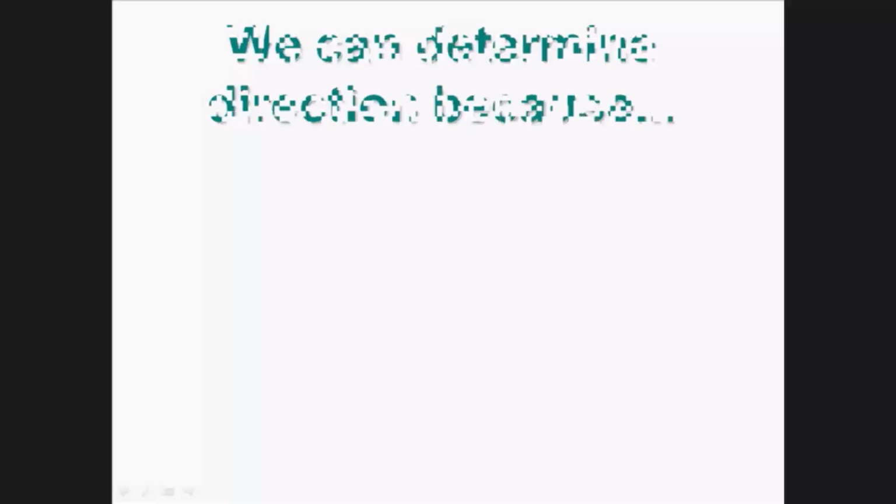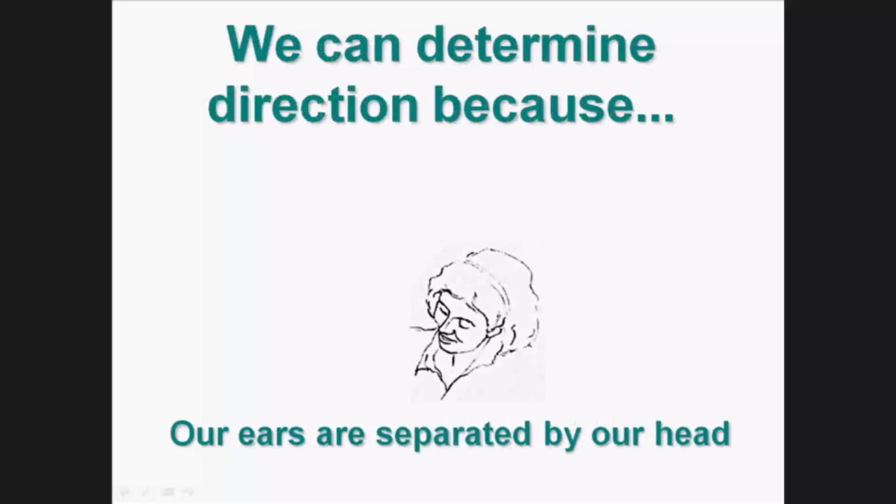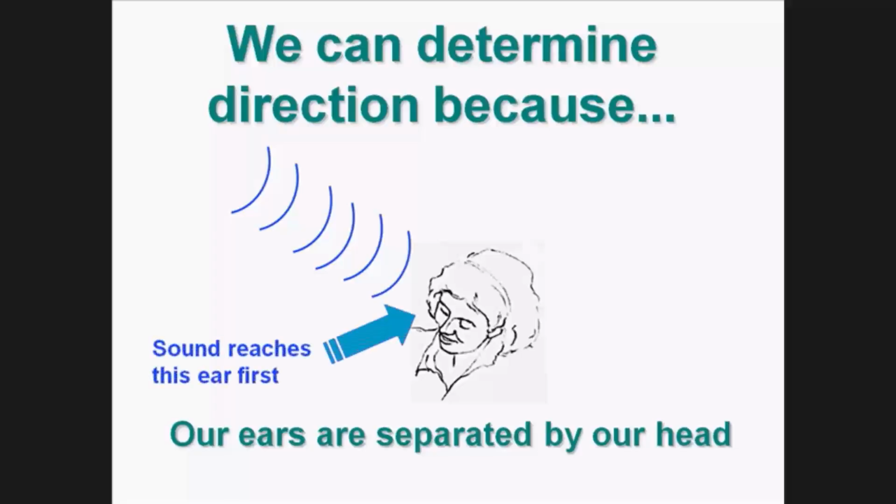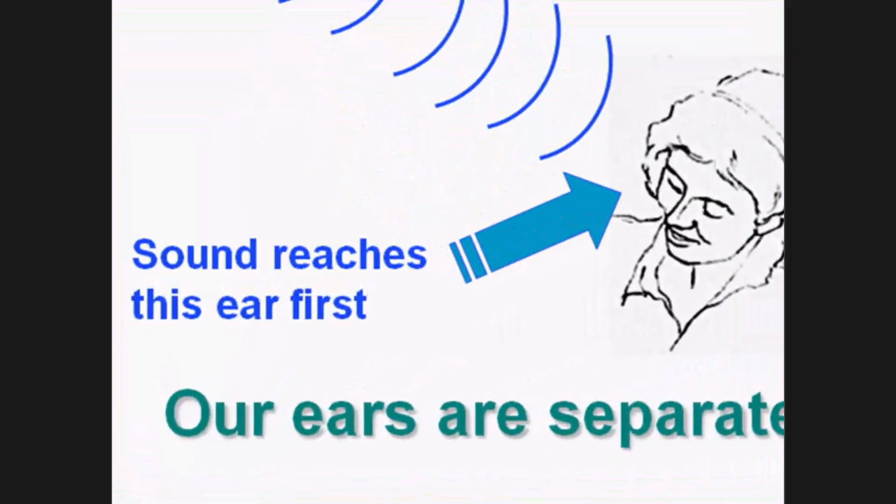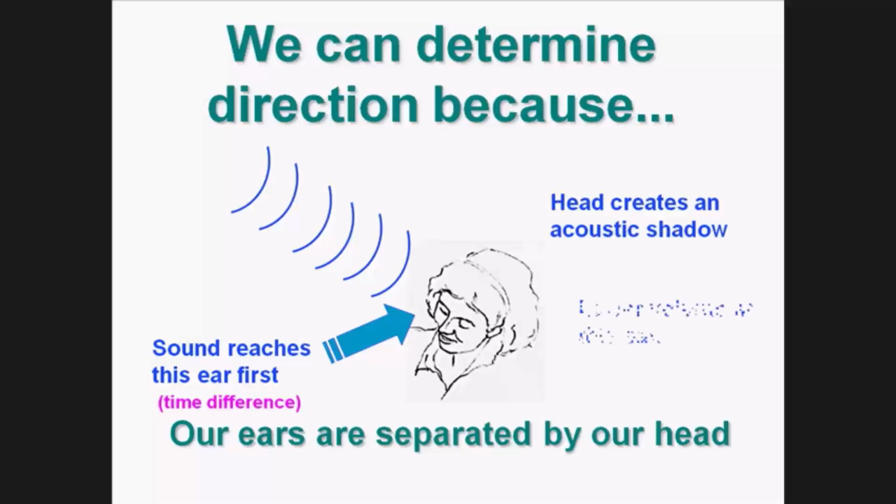We know sound is omnidirectional. That is, we can hear sound from any direction. We can determine direction because our ears are separated by our head. So if we have sound coming from one direction, let's say the right, it reaches our right ear first, which means it takes longer to get to our left ear. So there is a difference in time. Also, because our head is between our ears, our head creates an acoustic shadow, and the sound reaching the left ear is not quite as loud as the sound reaching the right ear. So there is an intensity difference.